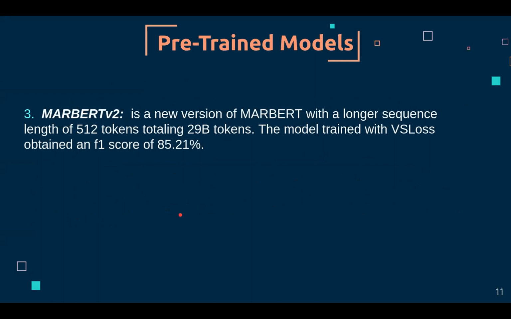The final model was MARBERT version 2. MARBERT version 2 is the same as MARBERT, but with a longer sequence length of 512 tokens, increasing the number of tokens. This model was trained with VS loss and obtained an F1 score of 85.21.